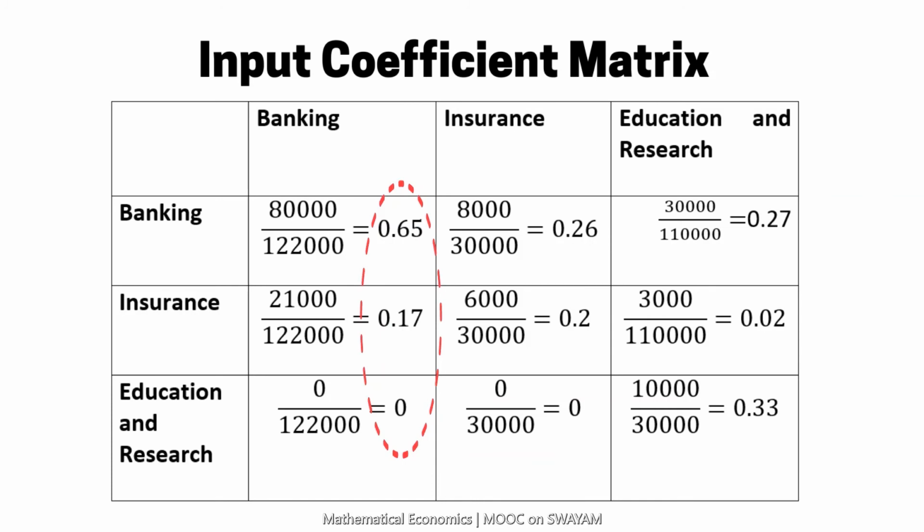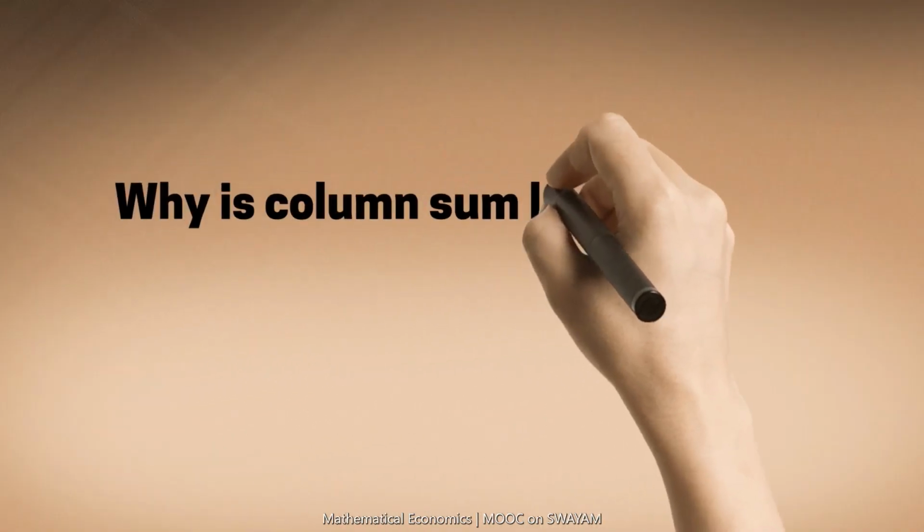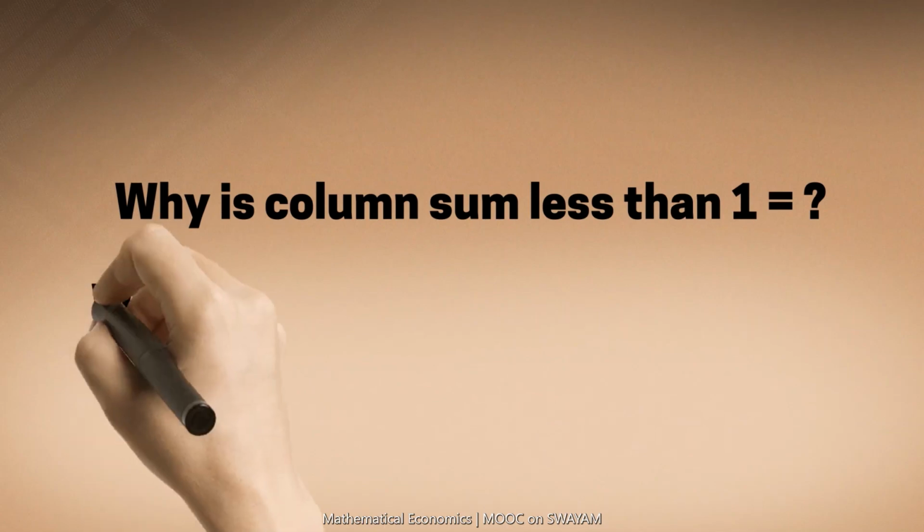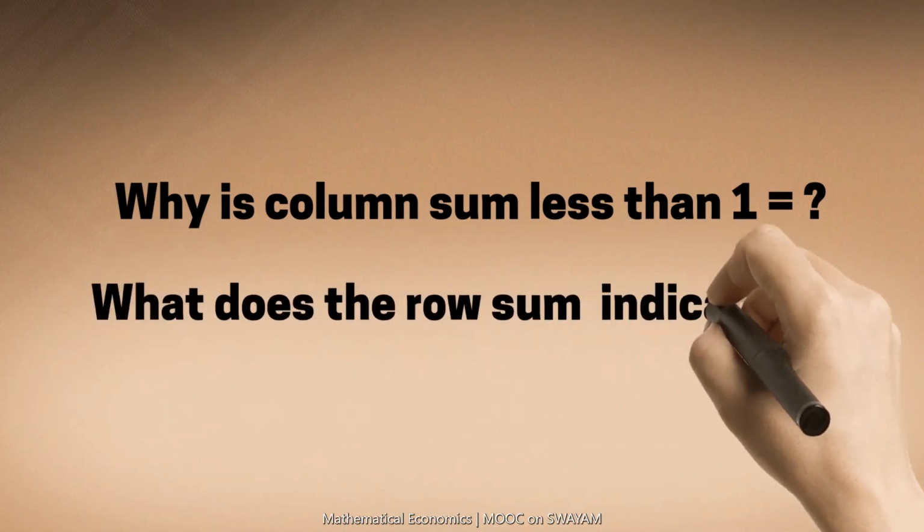Note that the column sum gives the total cost of each sector and it is less than 1. Any idea why it should be less than 1? What about the row sum? Think it over.